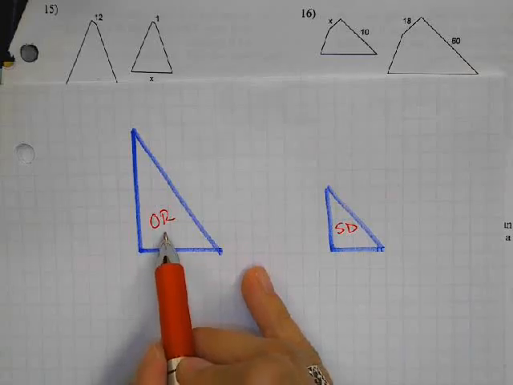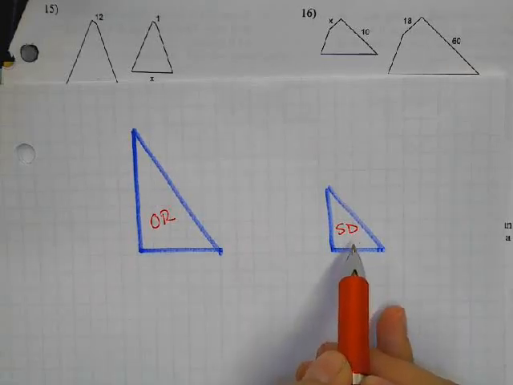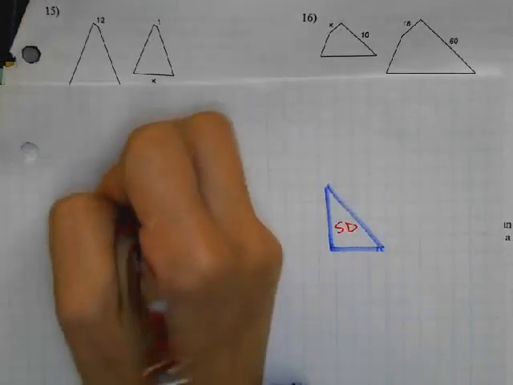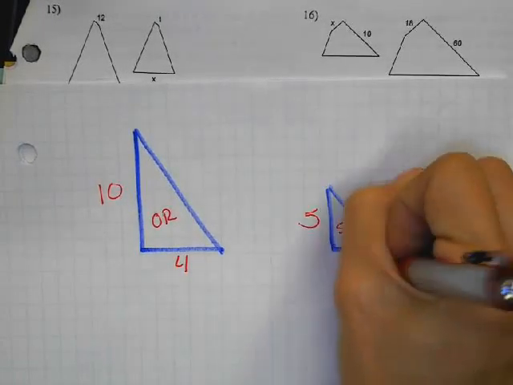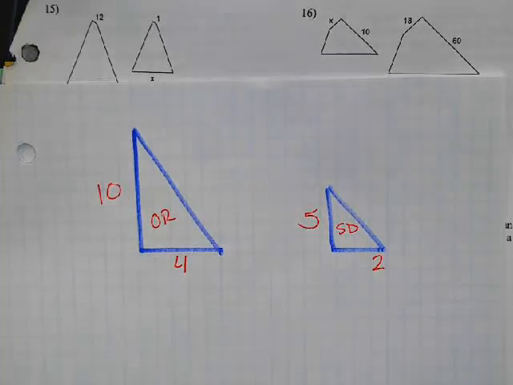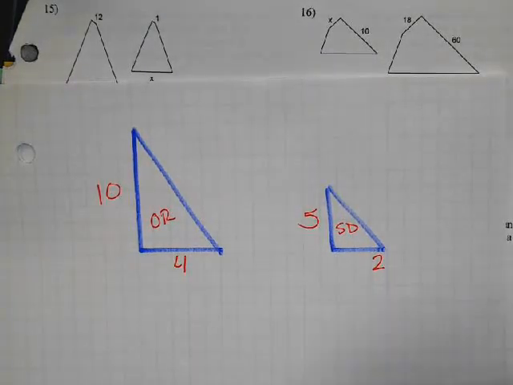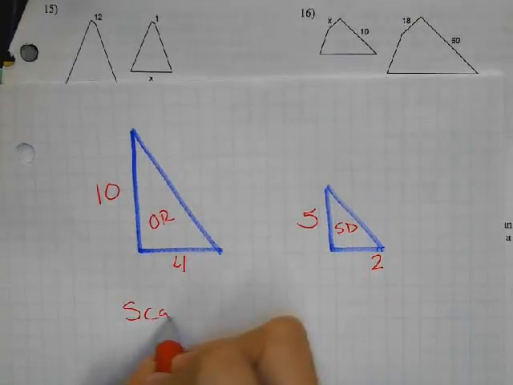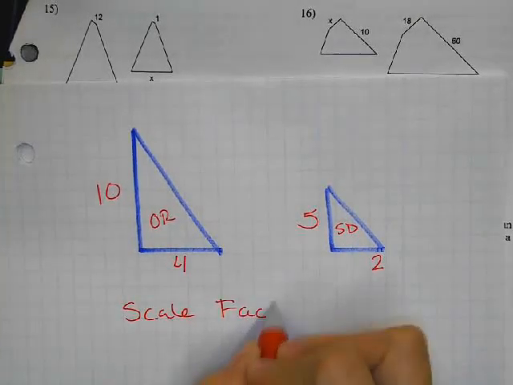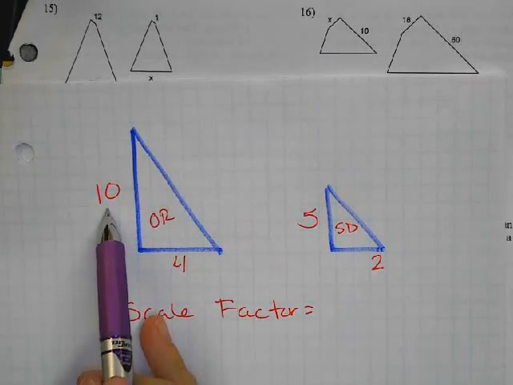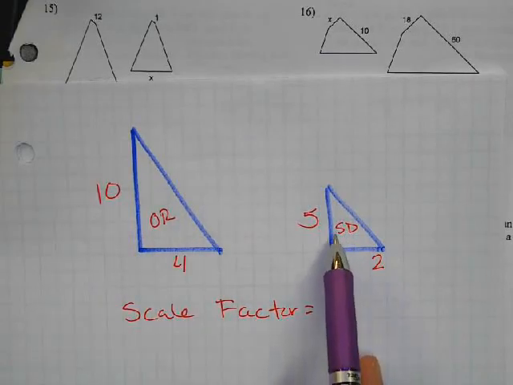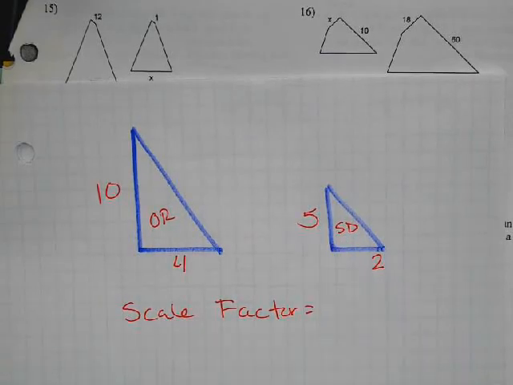Okay, so here we have our original triangle and our scale drawing triangle. We're going to say that this measurement is 10, 4, 5, and 2. So right now, none of the measurements are missing. So we're not solving for a missing side. We're solving for scale factor. Now, the definition says, what do you multiply the original length to get to your new length?